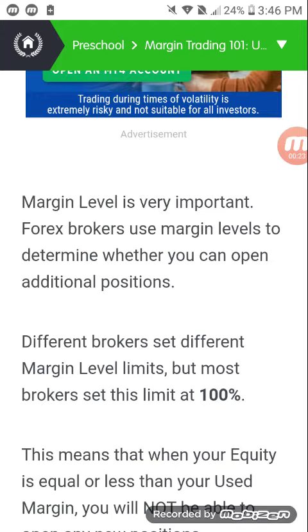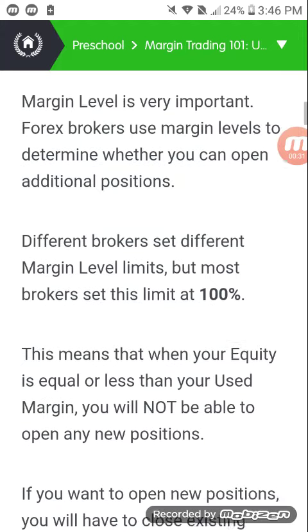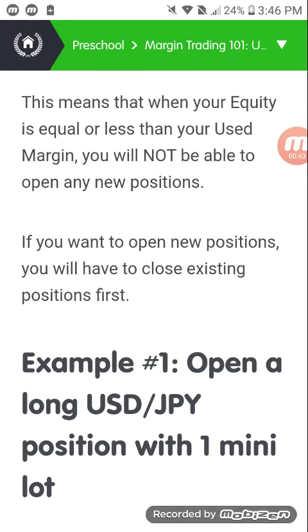Forex brokers use margin levels to determine whether you can open additional positions. Different brokers set different margin level limits, but most brokers set their limits at 100. Okay, this means you can't go below 100. That's the limit. This means that when your equity is equal to or less than the used margin, you will not be able to open new positions. If you want to open new positions, you will have to close the existing positions first.